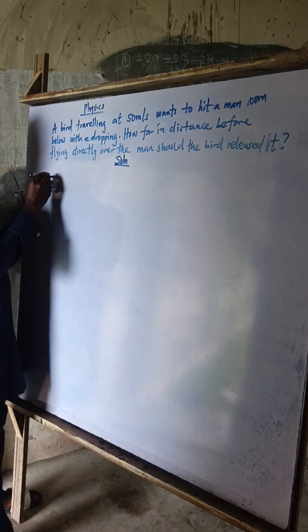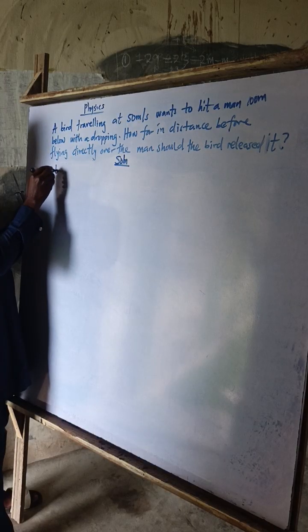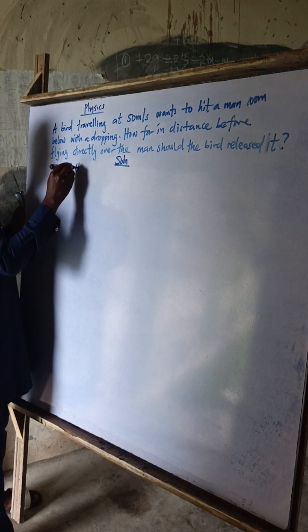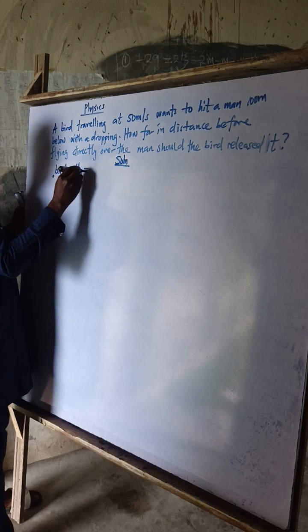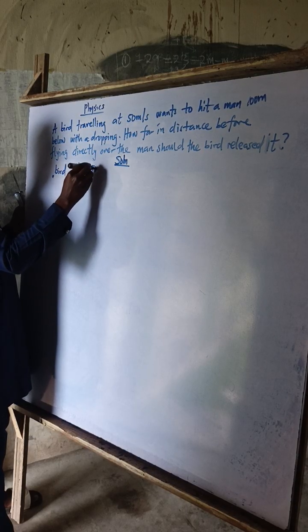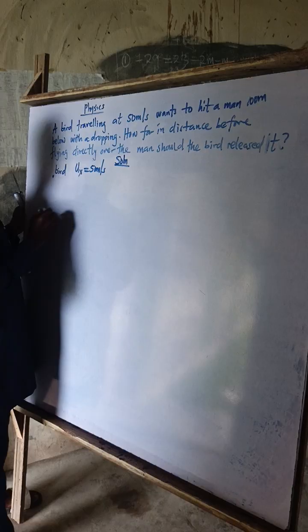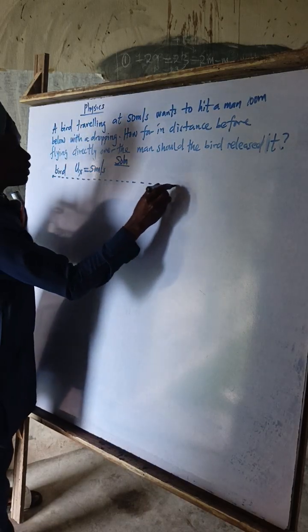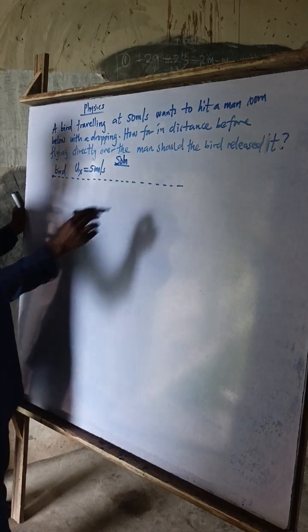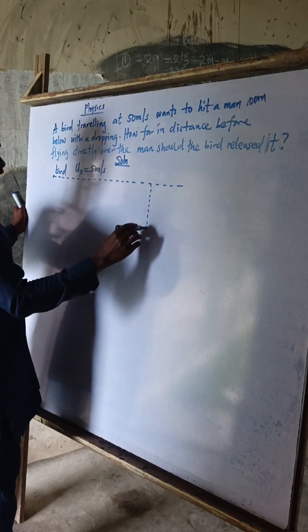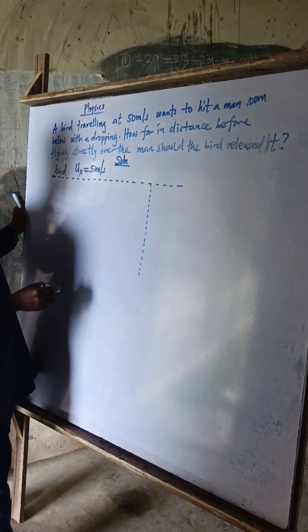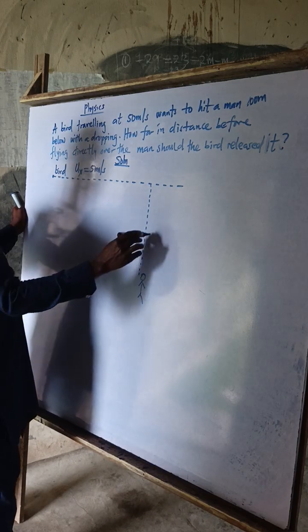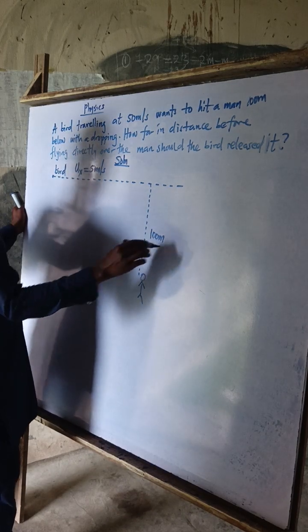Now we have a bird. A bird is traveling at 50 meters per second. That is, the horizontal component of velocity is given to be 50 meters per second. Then we have the path that the bird will take. Then we are given the vertical distance between the bird and the man on the horizontal ground. We have the man on the horizontal ground here. Then the vertical distance is given to be 100 meters.